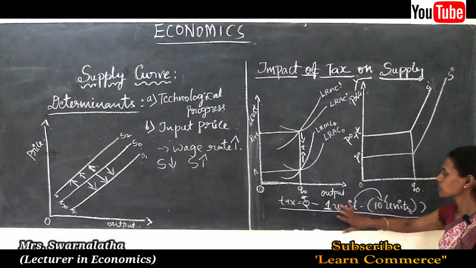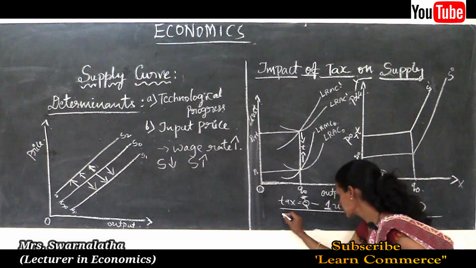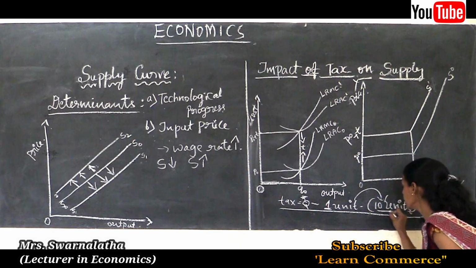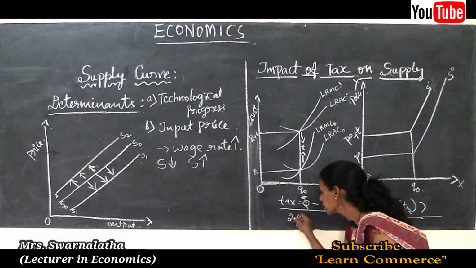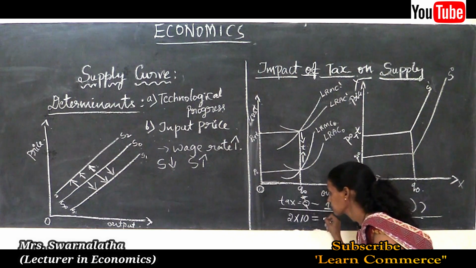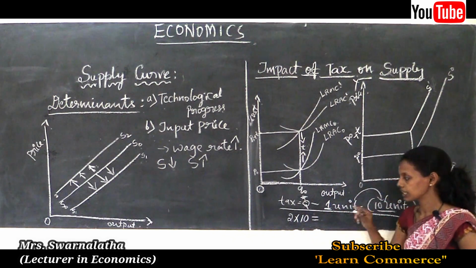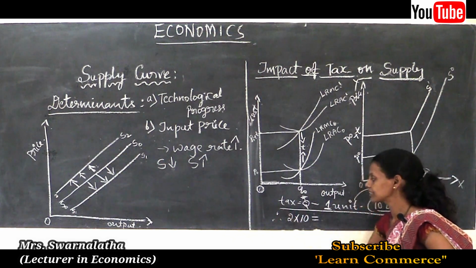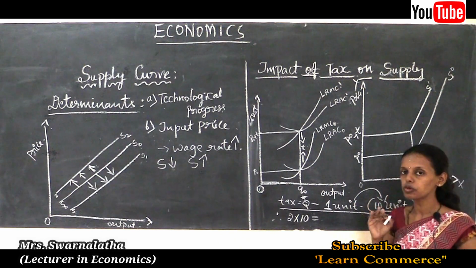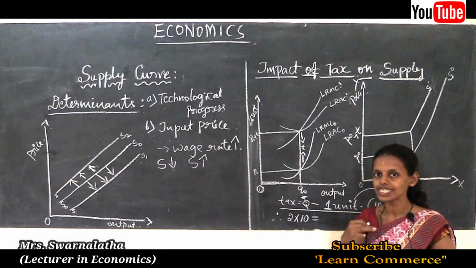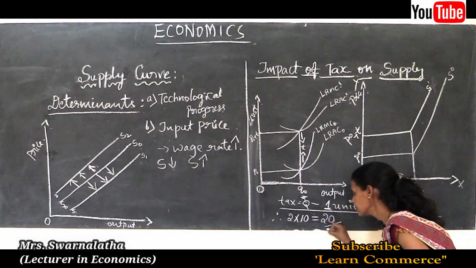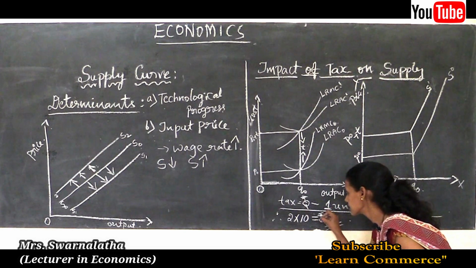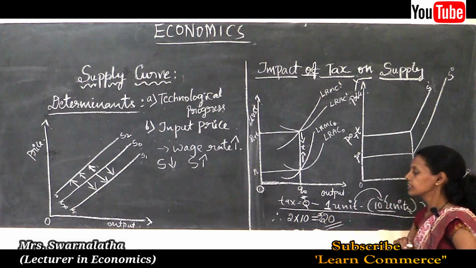Now we can see what the tax is for 10 units of production. That is 2 into 10. Thus, the tax imposed by the government for producing 10 units of product is nothing but rupees 20.